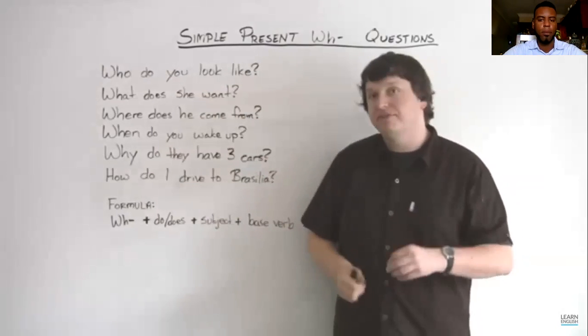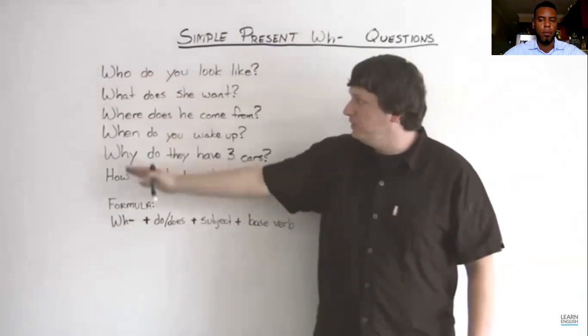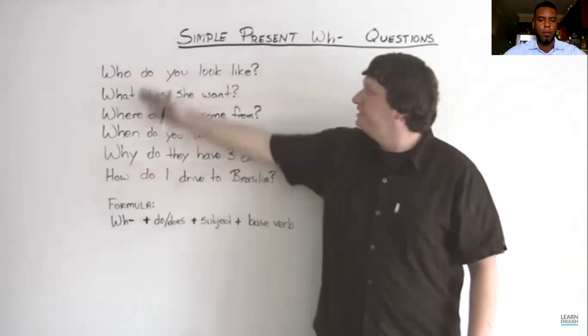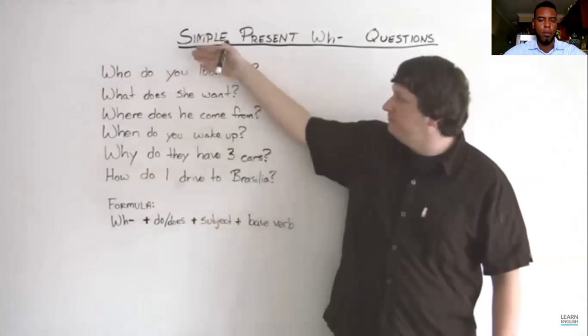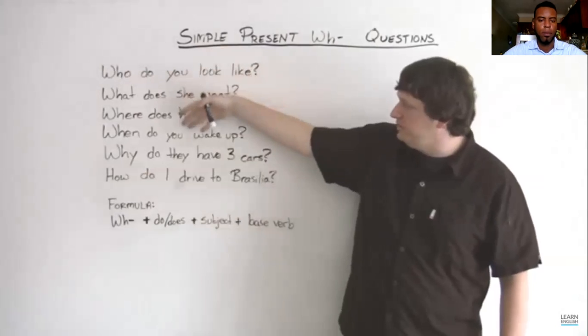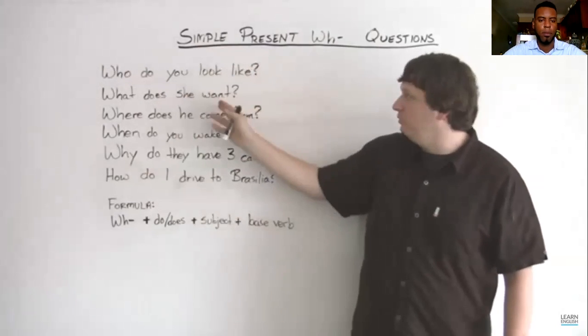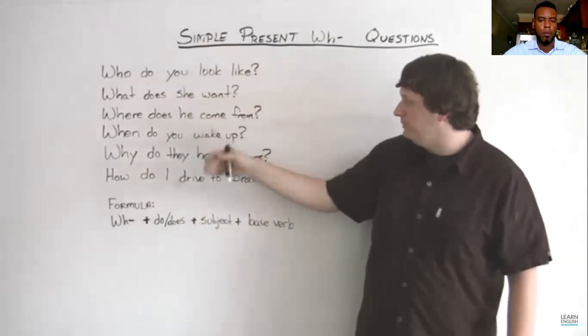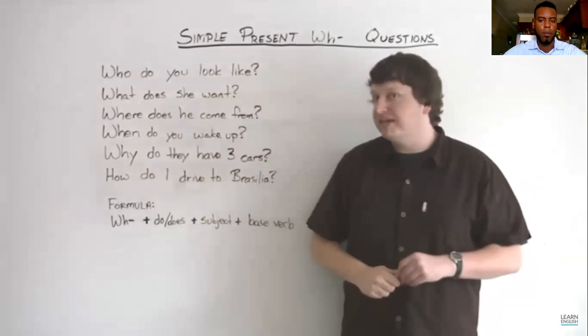They all have the same structure. You have your question word: who, what, where, when, why, how. You have the do verb, do or does. You have the subject: you, she, he, you, they, I. And you have the base verb: look, want, come from, wake up, have, drive. The structure is exactly the same.